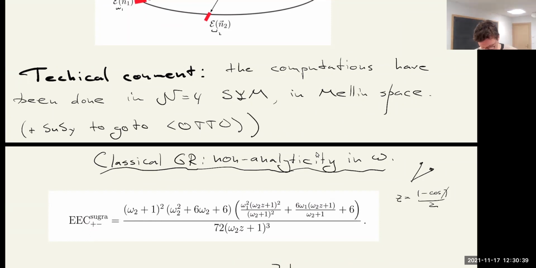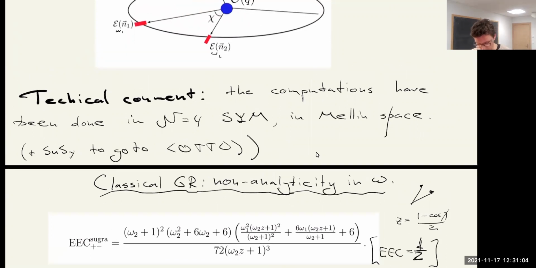Sometimes you will not be able to. Now, if you set omega to 0 in this formula, and do that for omega 1 and omega 2, you get that EEC is equal to 1/2. This is the Hoffman-Maldacena result, that the energy for the 2-point function is distributed homogeneously, and no matter what the angle between detectors is, you get the same result.